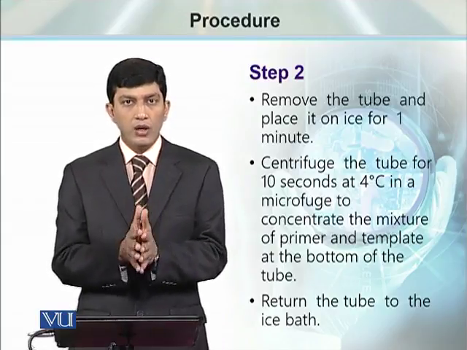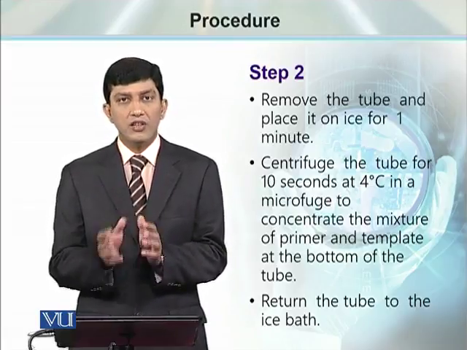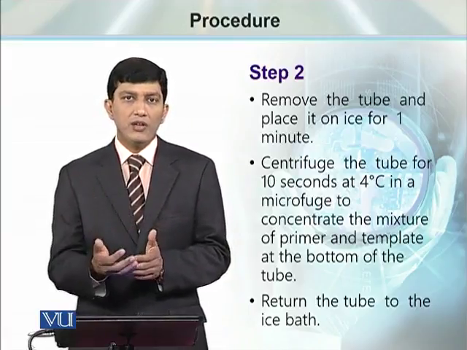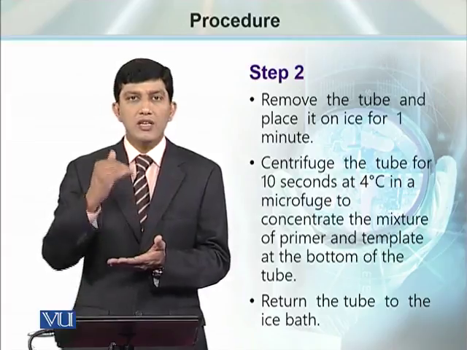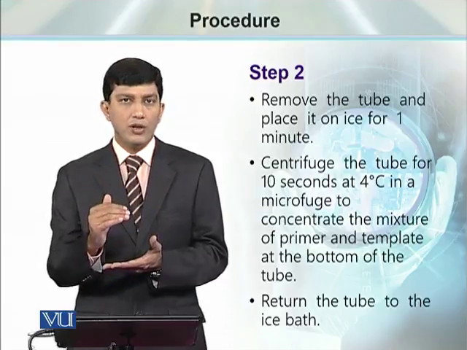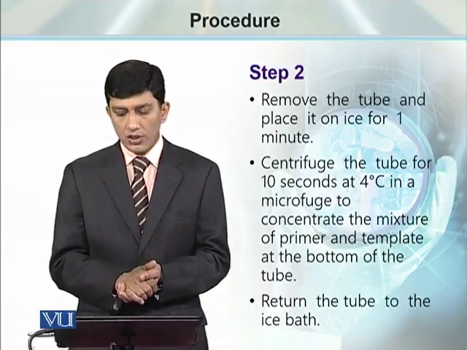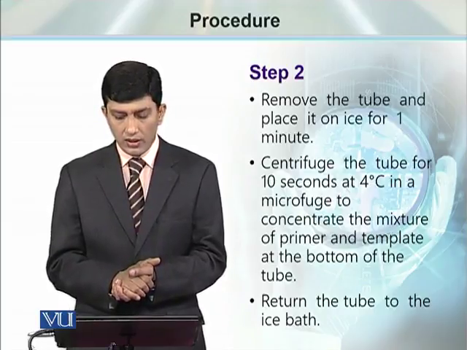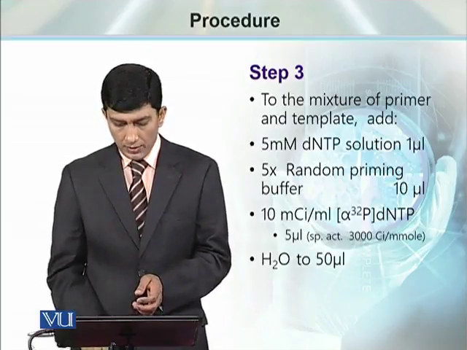Once after this 1 minute incubation on ice, we centrifuge the tube. अब centrifugation का purpose क्या है? That we have a very small volume at 30 microliter. When we place it at 95 degrees centigrade, the liquid portion is evaporated and is sticking with the cap of the plastic tube. So we have to get all the liquid component to the bottom of the tube. For that purpose we are going to centrifuge it, and that is going to happen for 10 seconds at 4 degrees centigrade. And after that we shift the tube back to the ice bath.